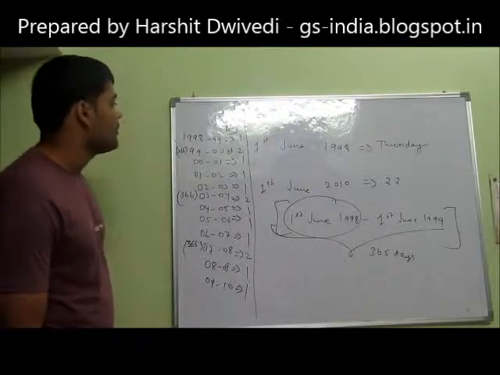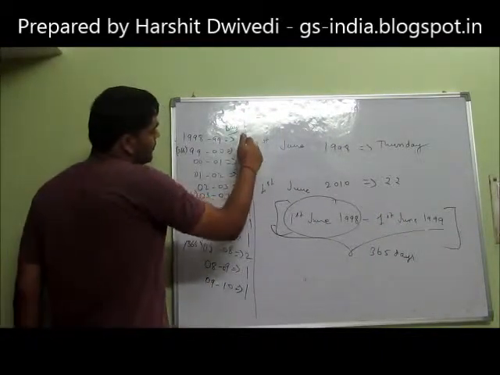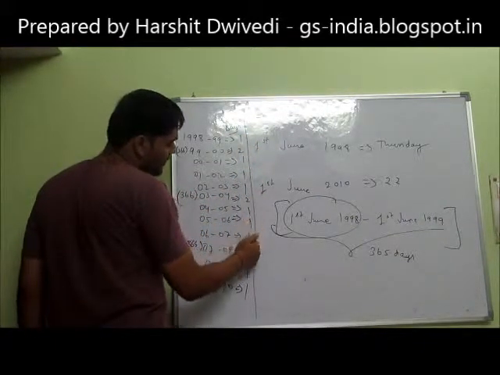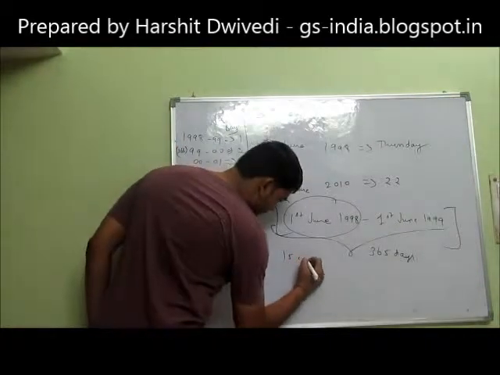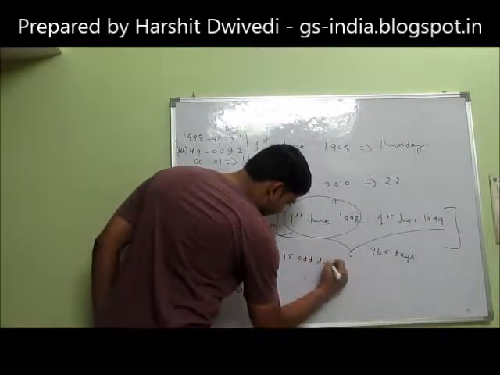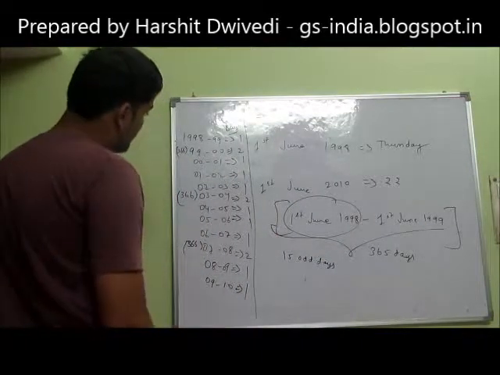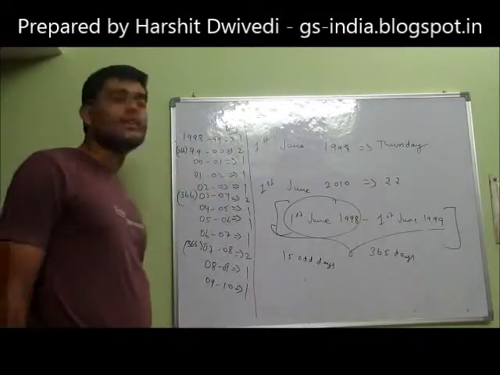So, how many odd days are there? Let's count. The odd days are 1 plus 2, 3, 4, 5, 6, and so on. Count it once again. 15 odd days are there. So a total of 15 odd days are there.